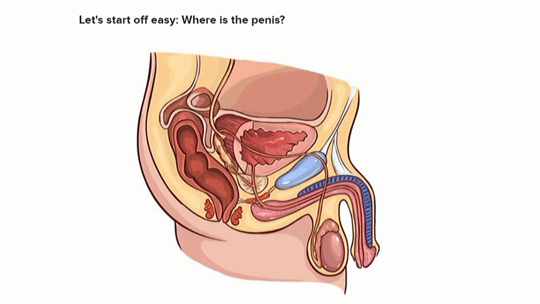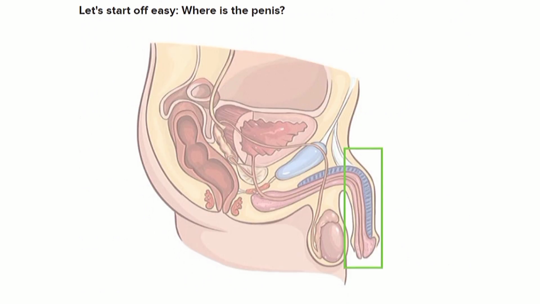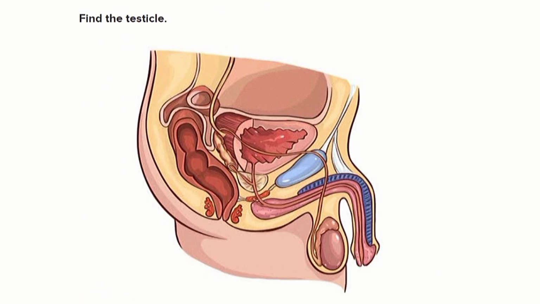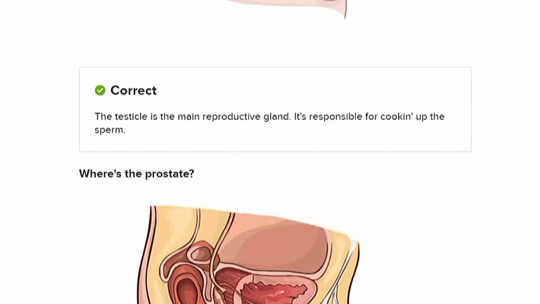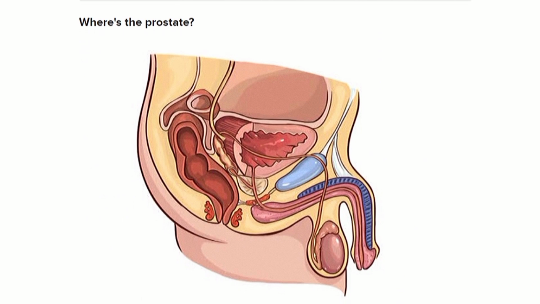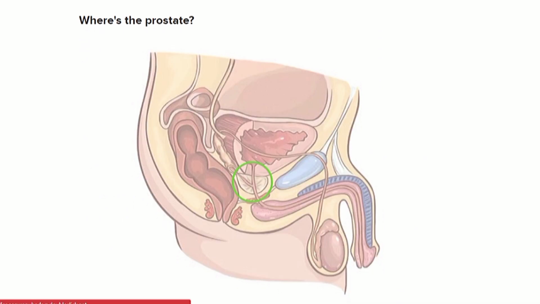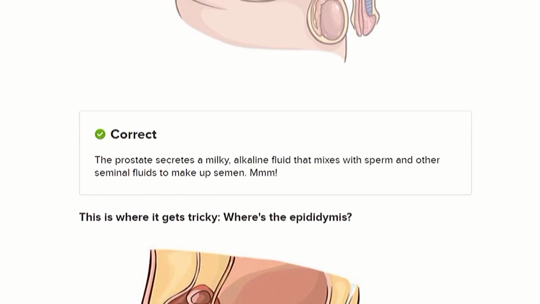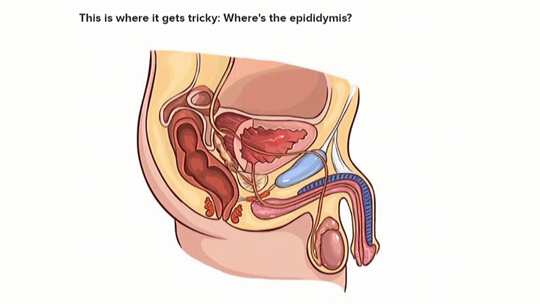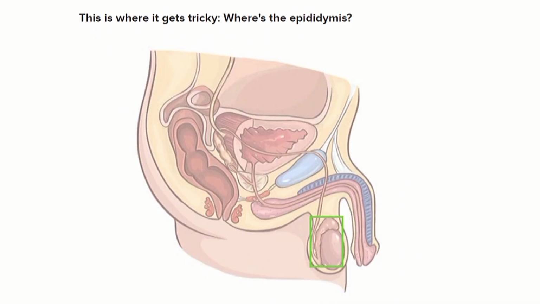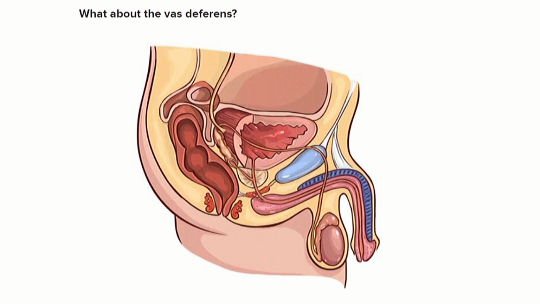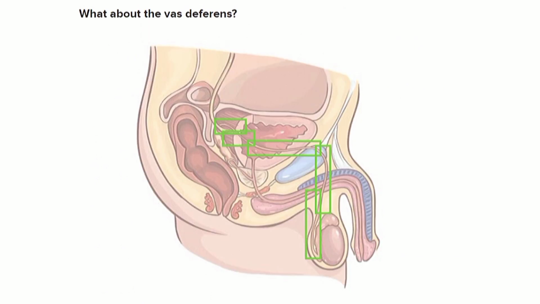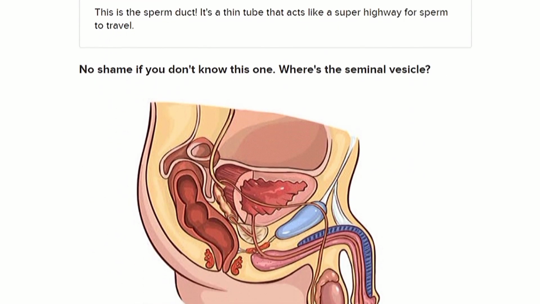Can you locate where the penis is? Very good! What about the testicles? There it is! How about the prostate glands? Excellent! Then, where is the epididymis? Very good! How about the vas deferens? There you go! Now, where is the seminal vesicle?